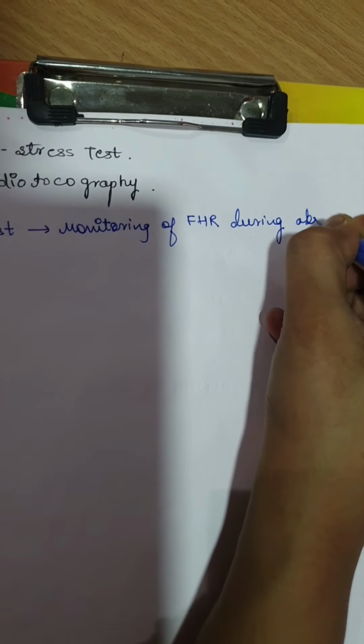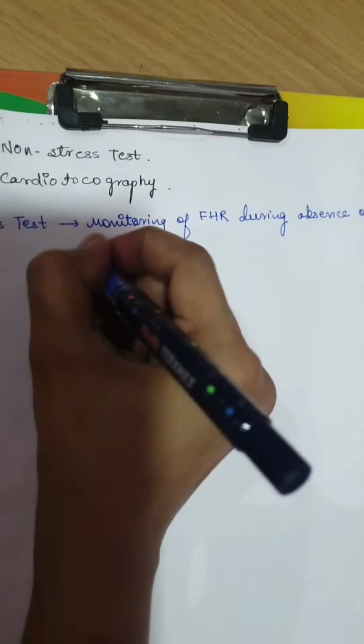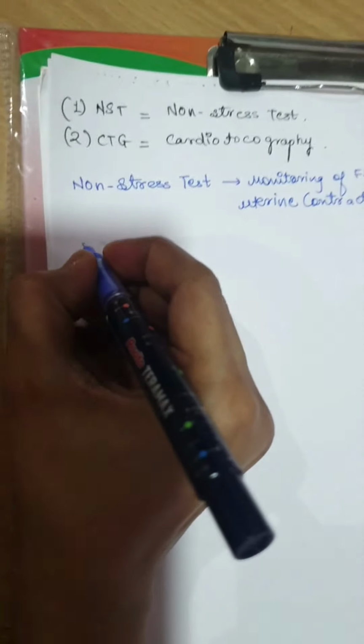Monitoring of fetal heart rate during absence of uterine contractions. Then is the CTG, that is the cardiotocography. Cardio, that is the fetal heart rate. Toco, uterine contractions, and graphy, graphical representation.